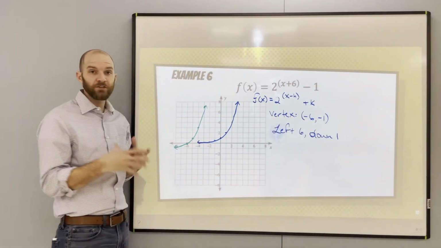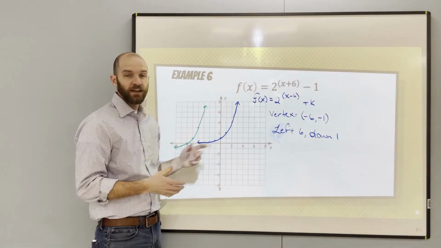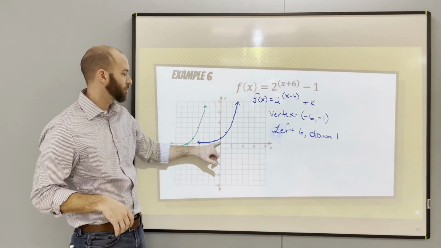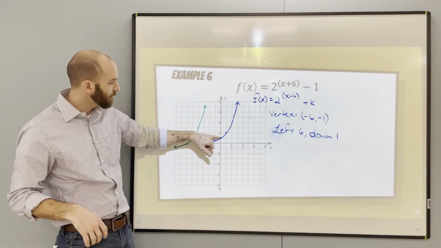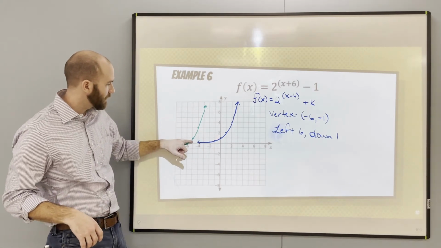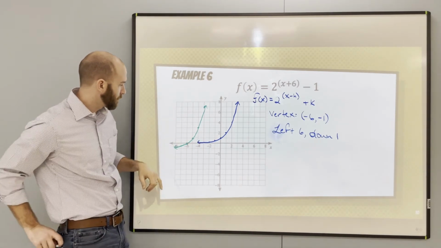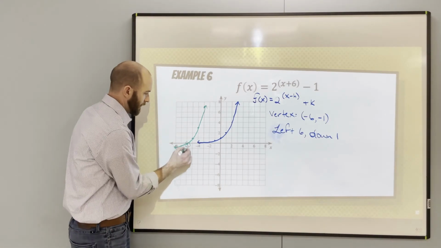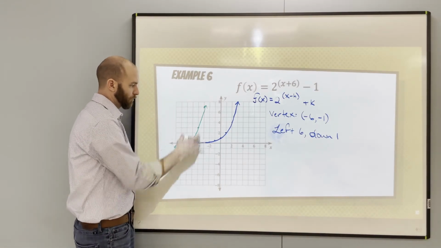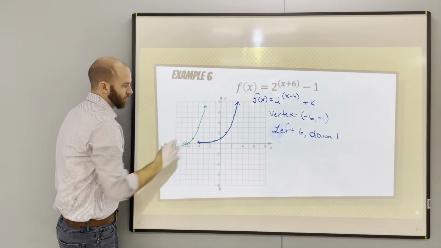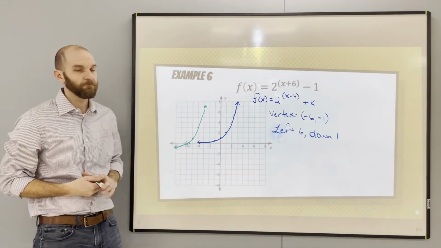Now the exponential graph is the funny graph where it doesn't have a vertex at the point 0, 0. It actually has a vertex at point 0, 1. So that's the point that I first start looking at, going to left 6 and down 1. So this would be my vertex. And the rest of these points go to the left 6 and down 1 from there. This whole graph then is translated left 6 and down 1.